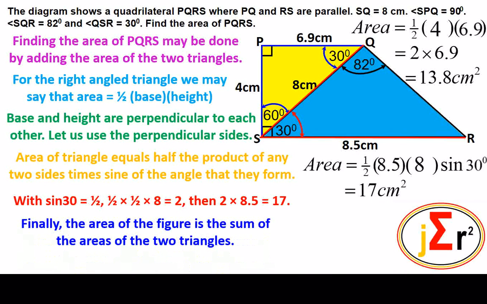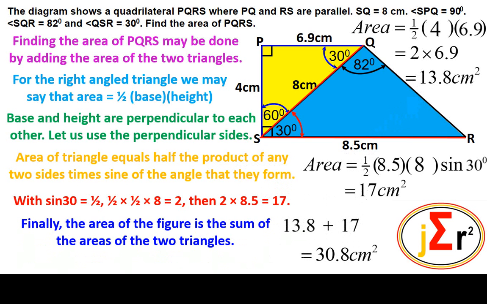Finally, the area of the figure is the sum of the areas of the 2 triangles. We have triangle 13.8 centimeters squared, and the other one is 17. When we put those together, we have an area of the entire figure of 30.8 square centimeters, or we may say 30.8 centimeters squared.